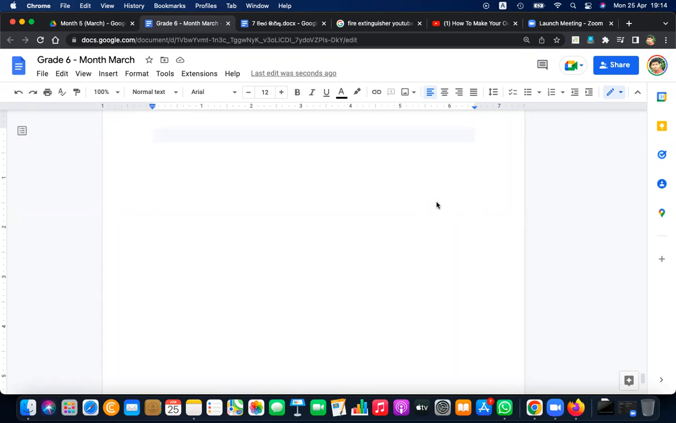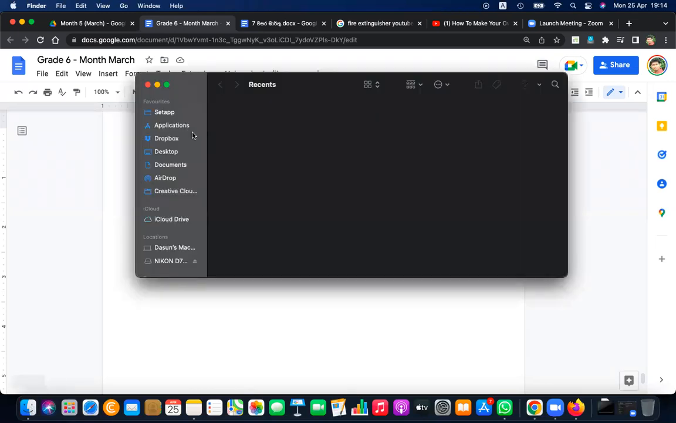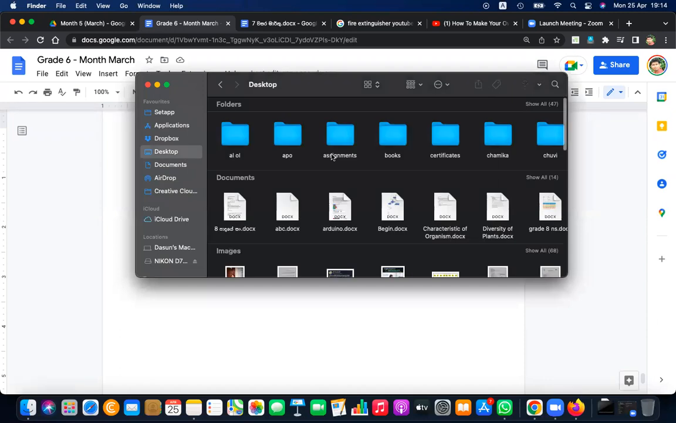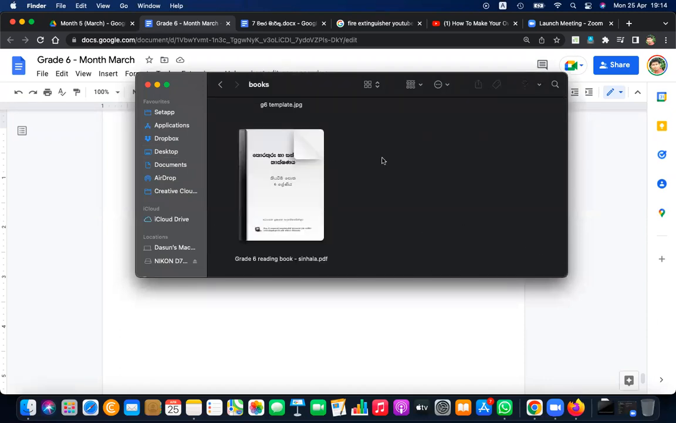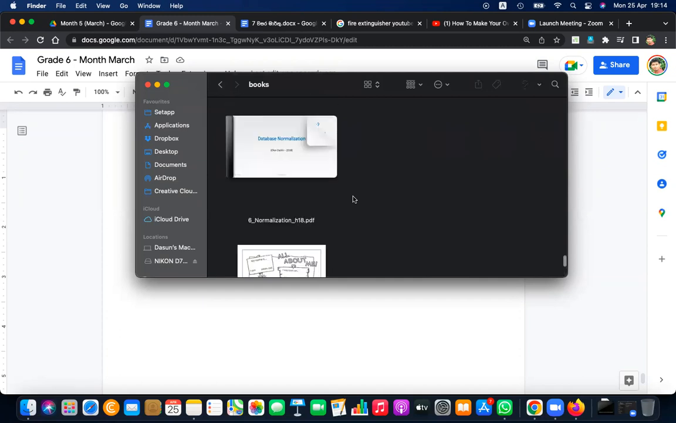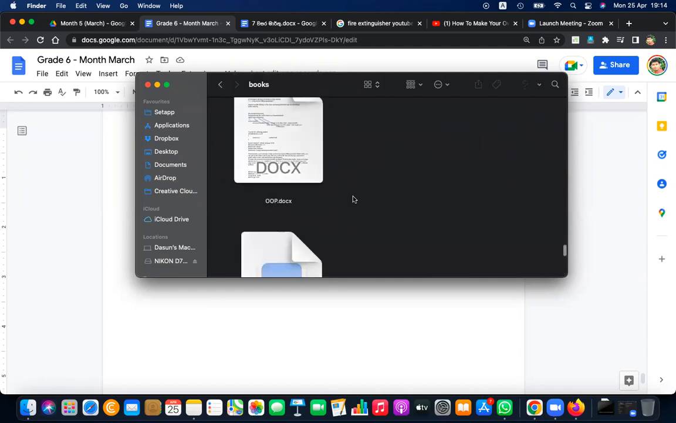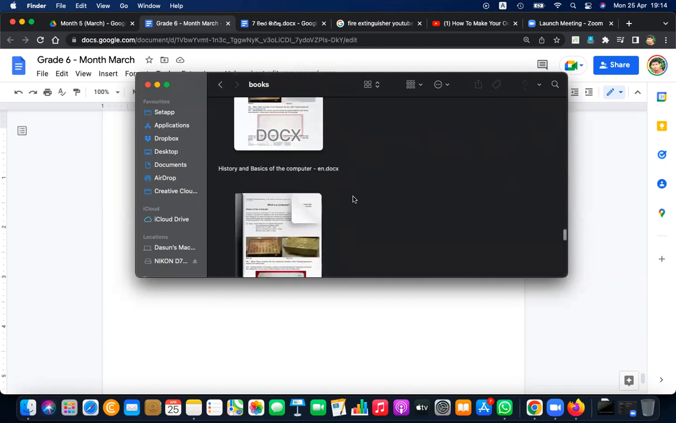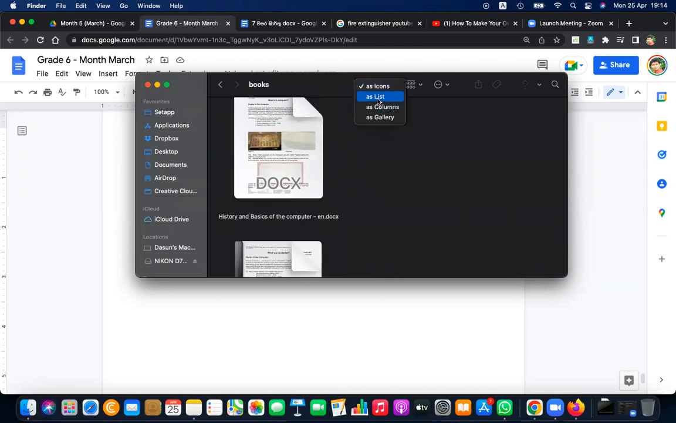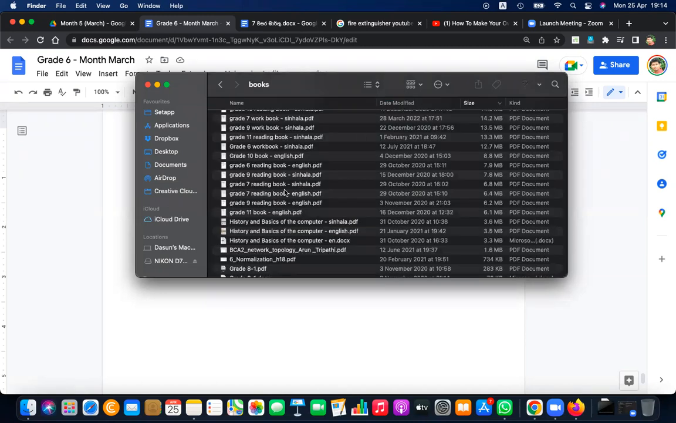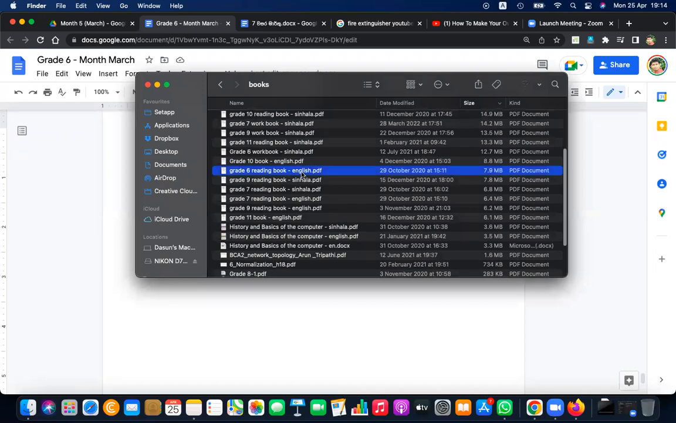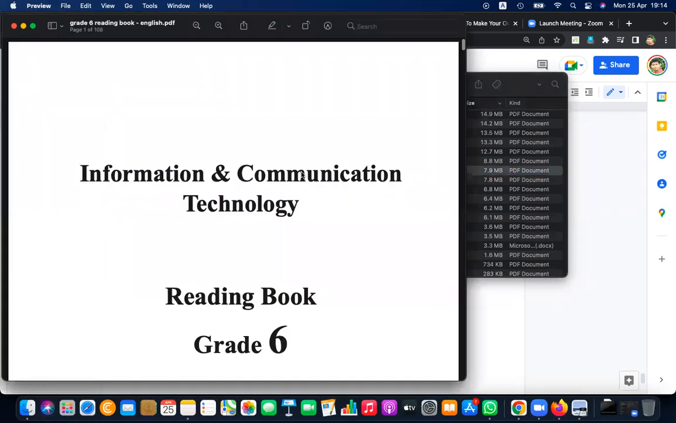So let's explore lesson number 2 and learn about the secure use of computers inside your computer lab. So that is lesson number 2. Let's move to the book. And you can see this Grade 6 reading book, English medium.